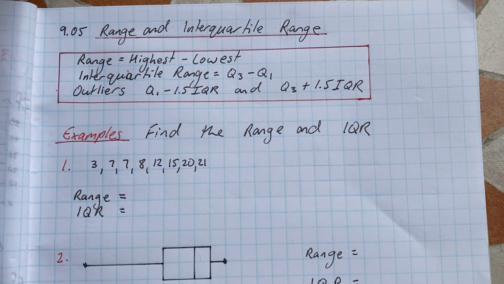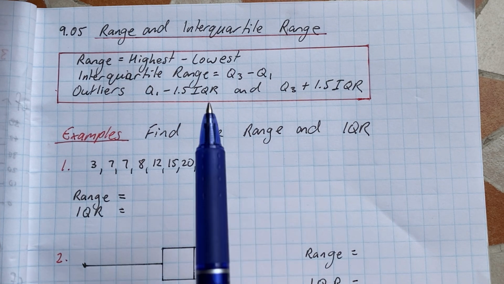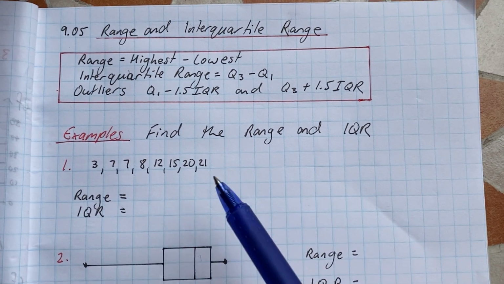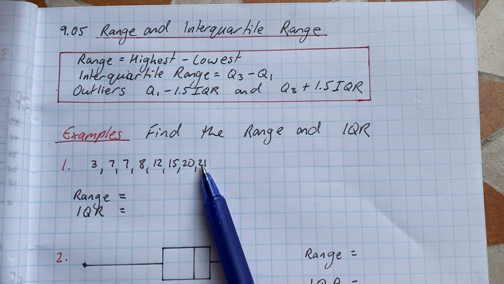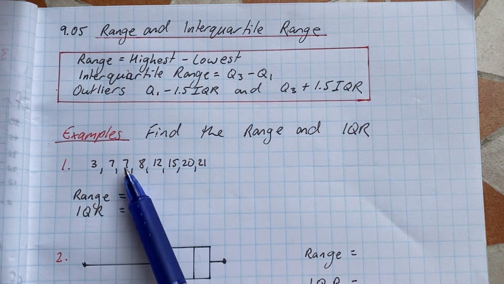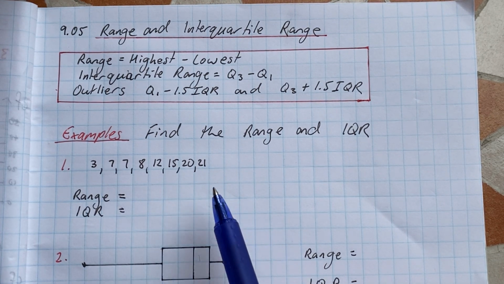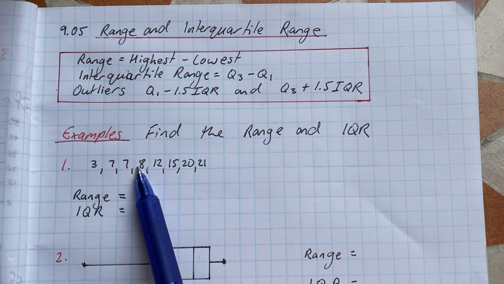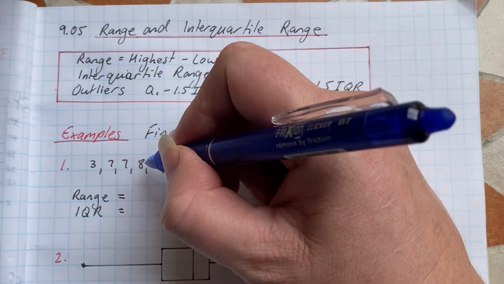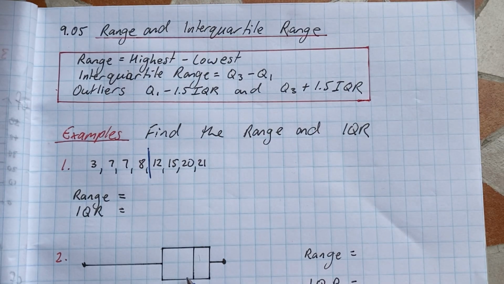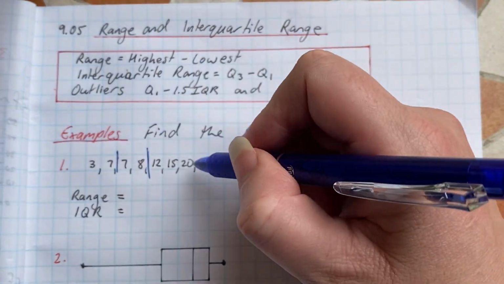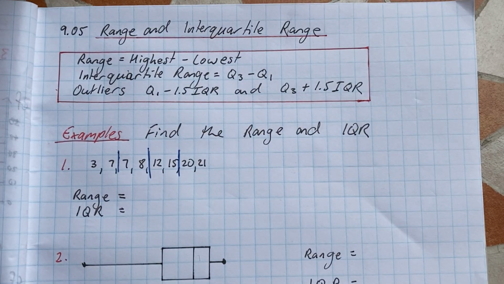So here's an example. Let's find the range and interquartile range for this set of data. So here are our numbers. The first thing we should do for interquartile range is actually find the median. So 1, 2, 3, 4, 5, 6, 7, 8 numbers. So let's split them in half down the middle. Let's split them in half again for the quartiles. There we go.